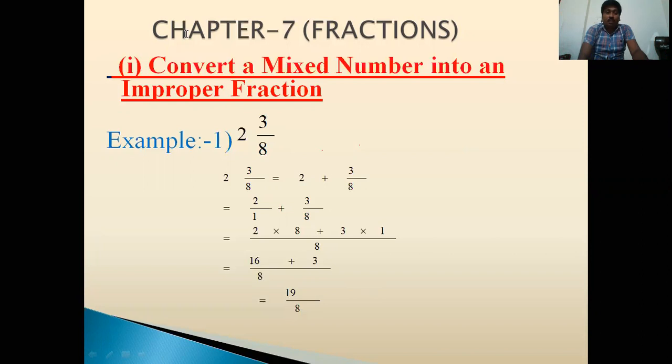Once again, how can we convert a mixed number into an improper fraction? 2 whole 3 by 8. Firstly, we arrange this number as 2 plus 3 by 8. Now, 8 multiplied by 2 is 16, and after that 3 into 1 gives 3. 16 plus 3 is equal to 19, so 19 by 8. So in this way, we can change a mixed number into an improper fraction.